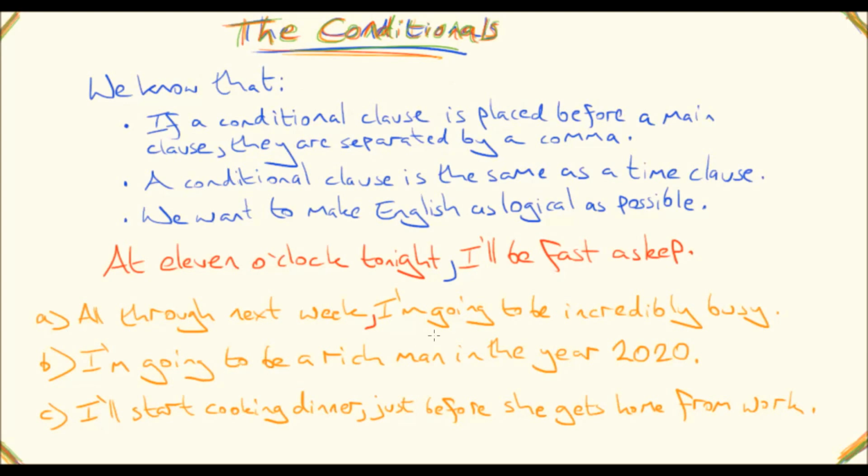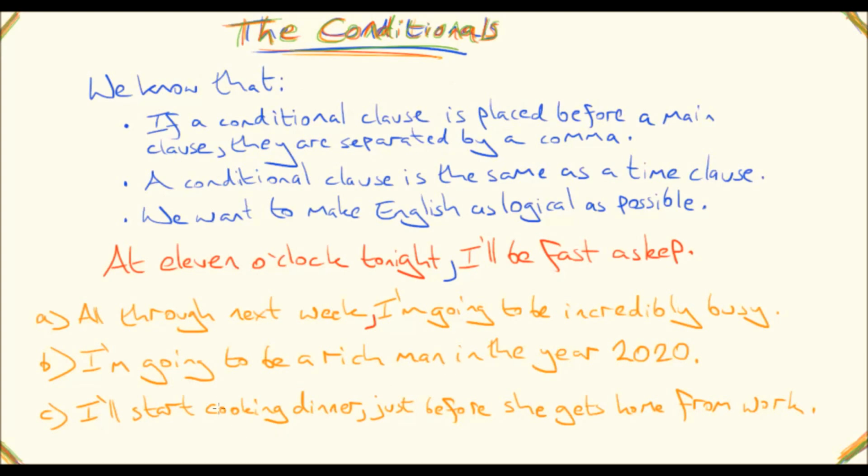I'm going to be a rich man in the year 2020. Well, now we've got things reversed. "In the year 2020" is the time clause. We've got the main clause, "I'm going to be a rich man", coming before the time clause. So actually we've no need to put a comma there, do we?